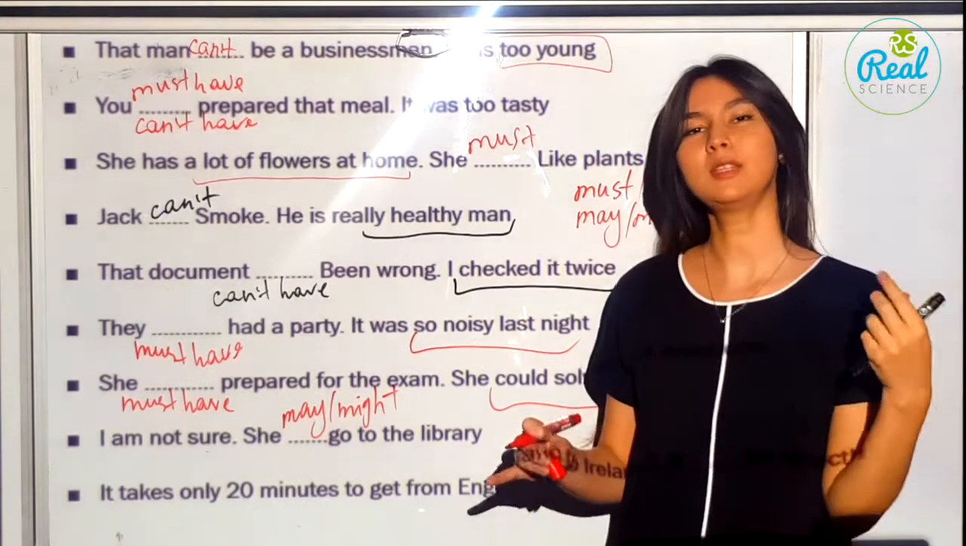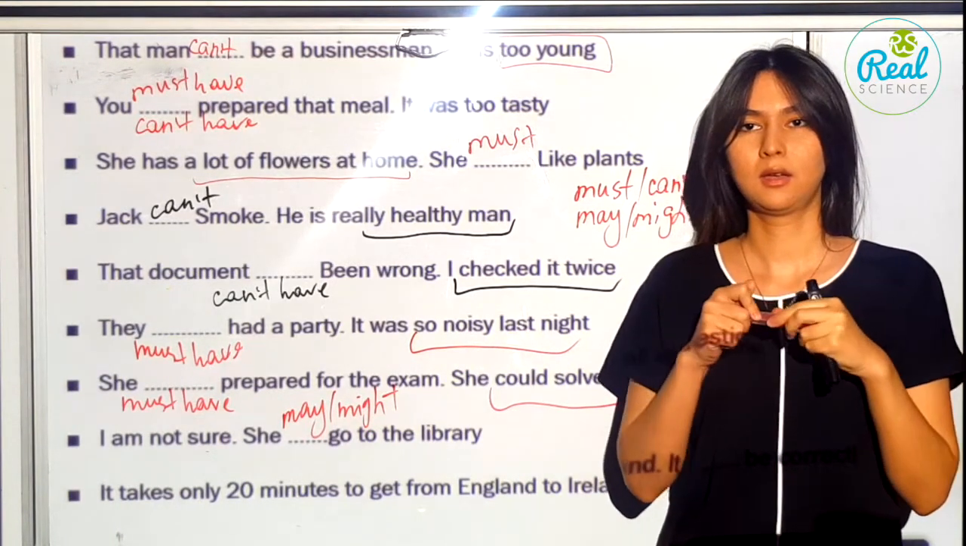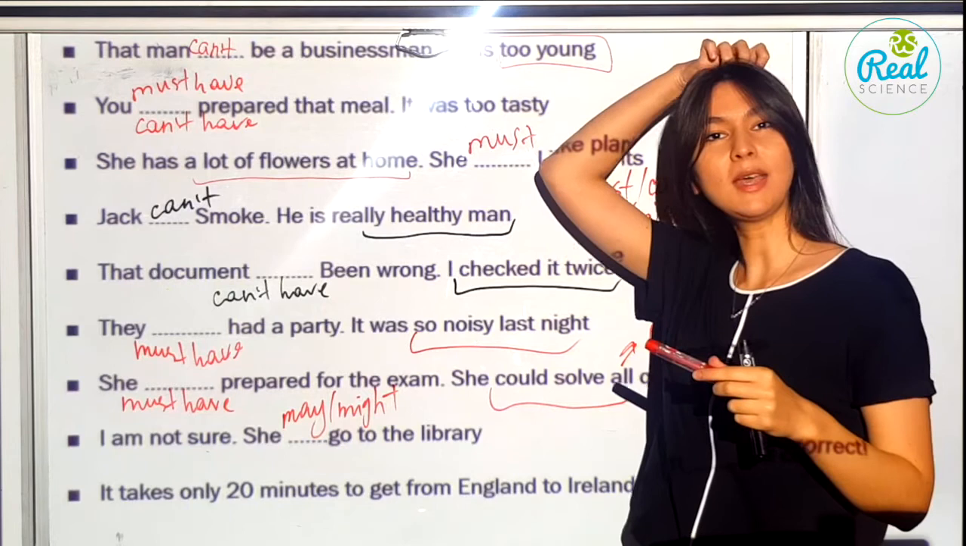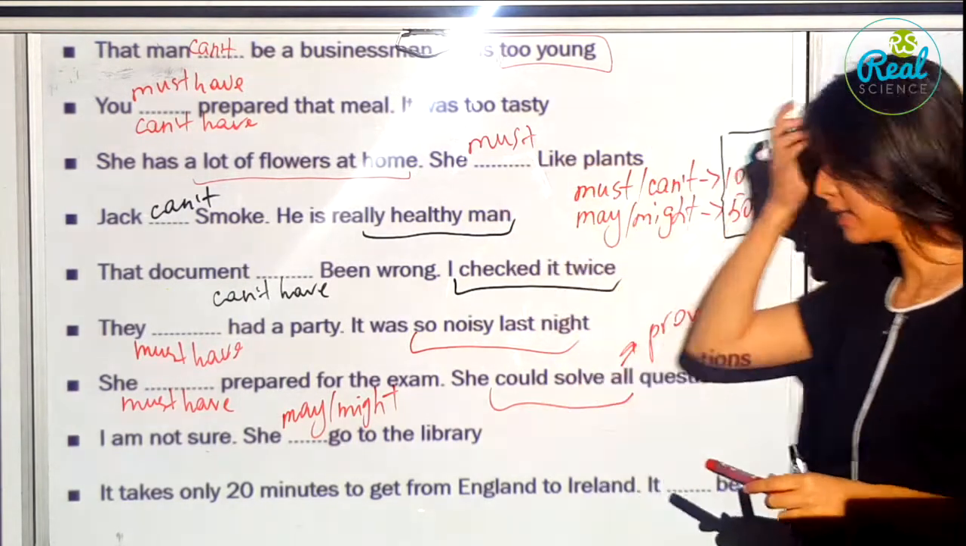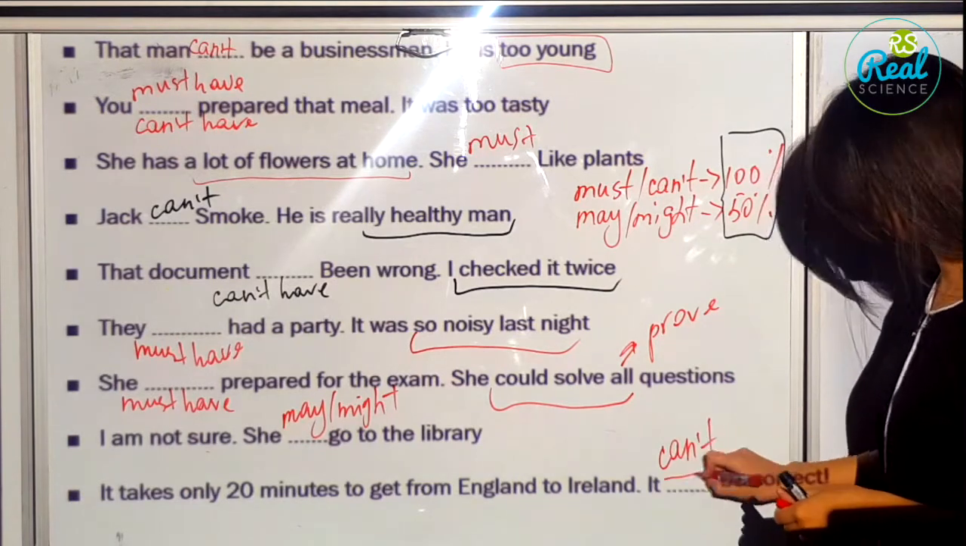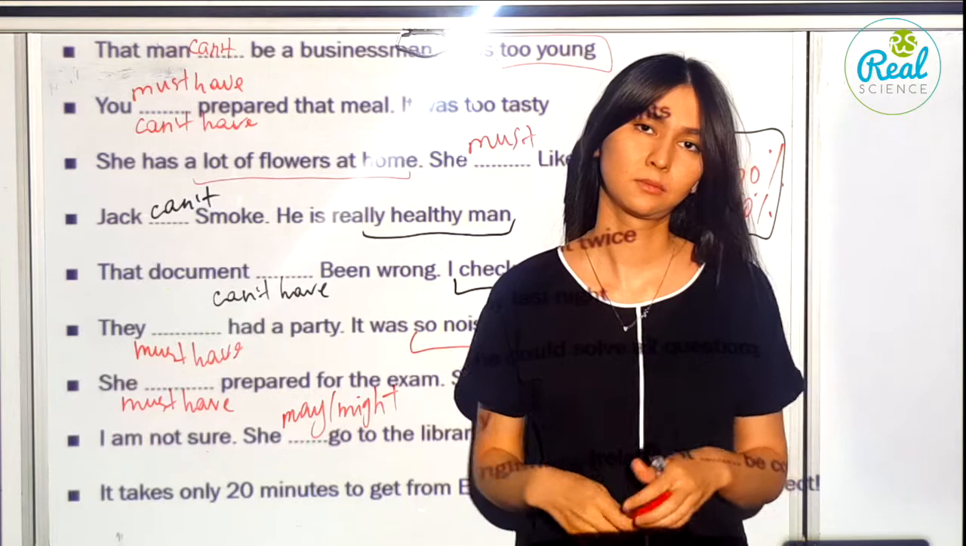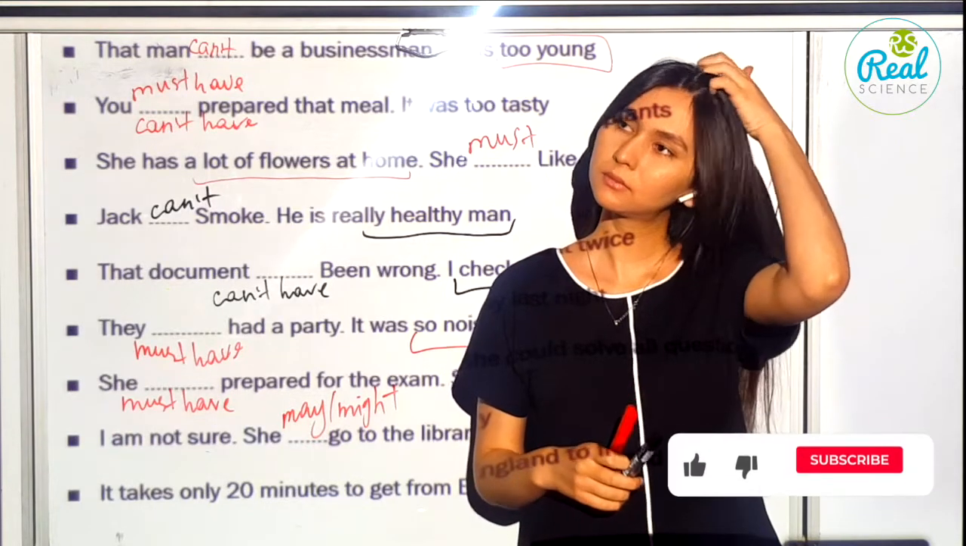Look, England and Ireland, guys. Do you think there is a small distance between them? No, I think there is a long distance. That's why it can't be correct. But there is no mention about whether you go on foot or on an airplane.